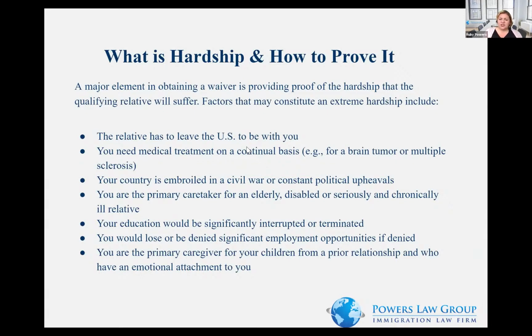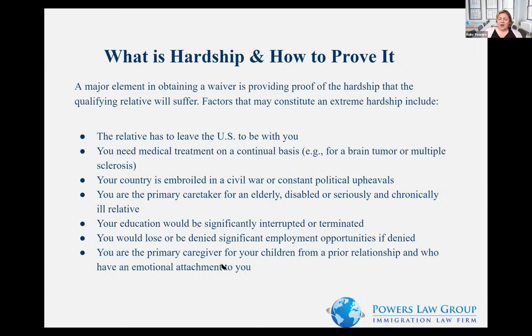The country conditions, if the country that the immigrant is from has a TPS, that's also a really good reason. If the U.S. has already given TPS, they know that there are issues in that country. If the qualifying relative is a primary caregiver for the elderly, disabled, or chronically ill, they're the only ones who can assist them. Those are other considerations. Your education being significantly interrupted or terminated, losing employment opportunities, and being the primary caregiver for your children.